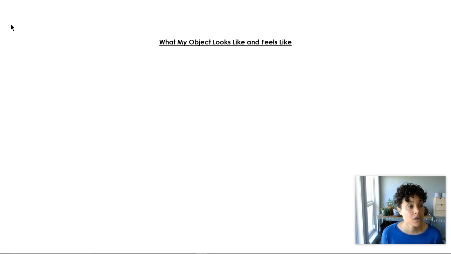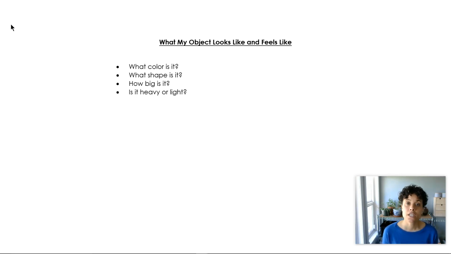So some things that I thought you might want to talk about are, what color is it, or colors if it's more than one color? What shape is it? Is it 2D? Is it 3D? How big is it? Is it tiny? Is it gigantic? Does it fit in your hand? Is it bigger than you? Is it heavy or light? Can you carry it? Do you need two hands to carry it?